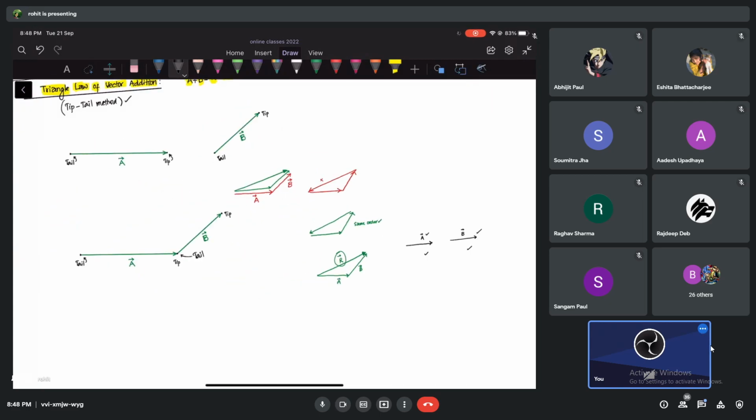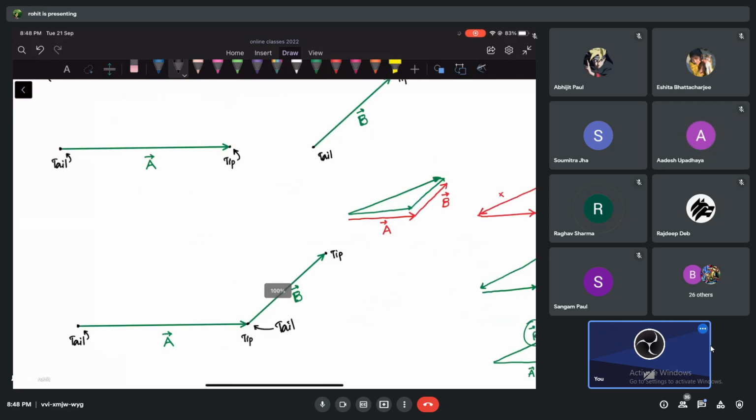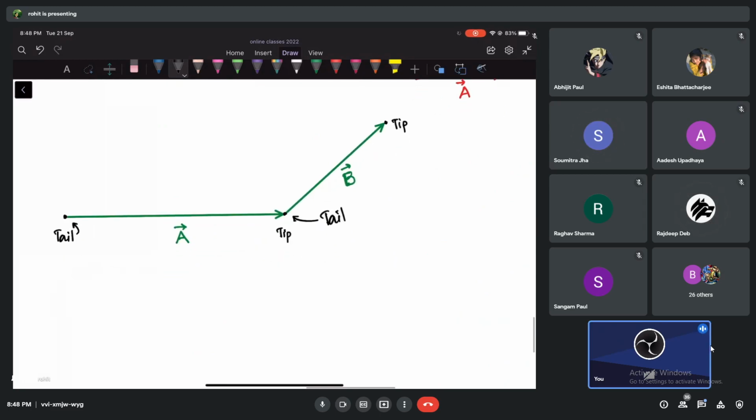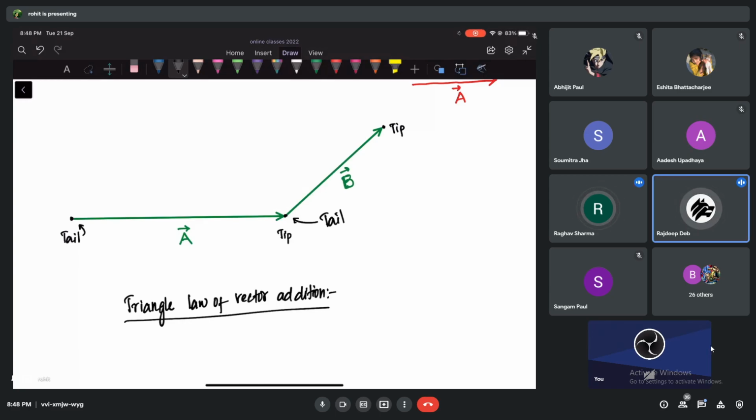Let me tell you, did you understand what we are going to do, guys? Yes, sir. So tell me, what is the triangle law of vector addition? What did you learn? In order to add two vectors, we have to join the tail of one vector with the tip of the other vector.